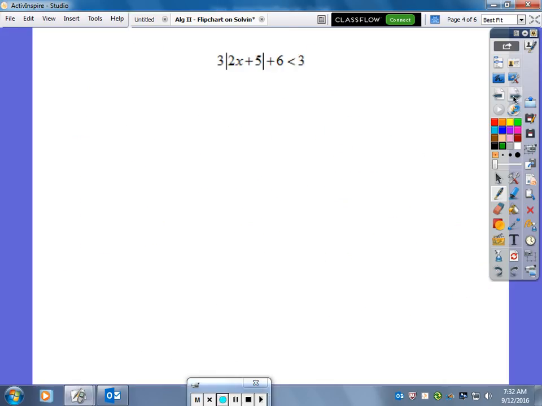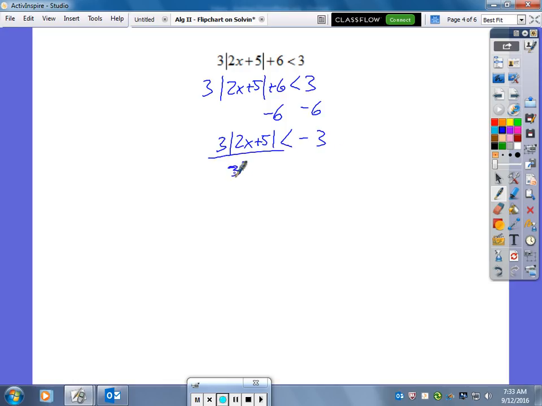So let's move on to our next example. Here we do have to isolate the absolute value portion first. 3 times the absolute value of 2x plus 5 plus 6 is less than 3. Subtract 6, and we get 3 times the absolute value of 2x plus 5 is less than negative 3. Divide by 3, and the absolute value of 2x plus 5 is less than negative 1.